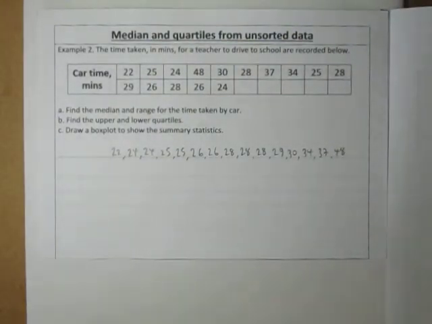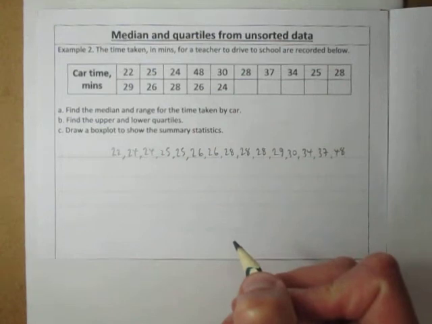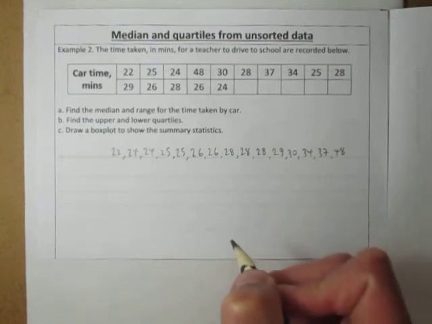Looking at this example, the time taken in minutes for a teacher to drive to school are recorded below. Find the median and range for the time taken by car. Find the upper and lower quartiles and draw a box plot to show these summary statistics. Again, to save time, I have placed all these pieces of data in order already. So we are going to start off by finding the median and range. Well, the median is going to be the value in the middle.